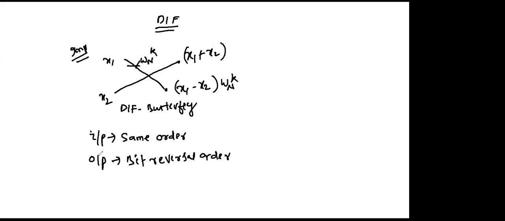In case of DIT, the input is bit reversal order and output is the same order. But here it is completely reversed. The input is same order and output is a bit reversal order. And as I said last class, if you reverse the DIT algorithm, the third stage becomes the first stage for DIF, the second stage will not change, and the first stage of DIT becomes the third stage of DIF, complete reverse. Okay, now see stage by stage, I will show you how things are happening.